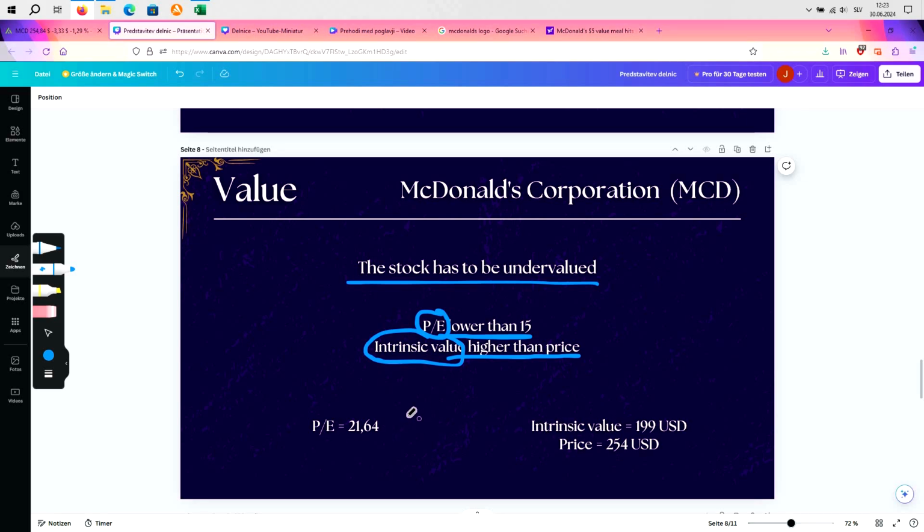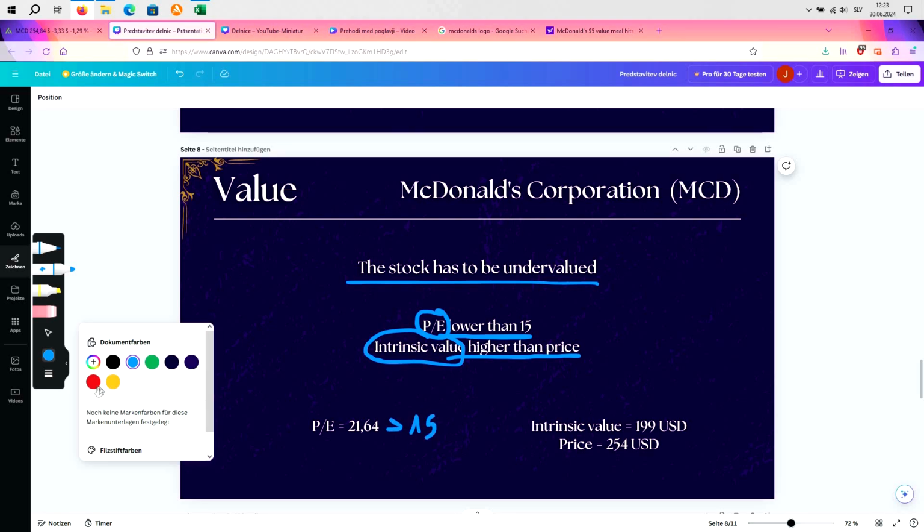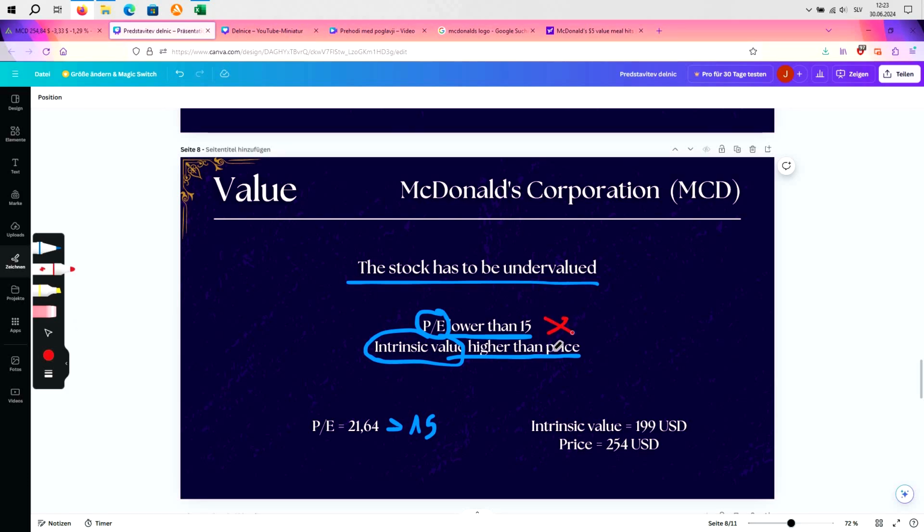It's that simple. Now, let's go to the P/E ratio. The P/E ratio of McDonald's is currently 21, which is slightly higher than 15, what we want to see. So in this case, we are going to mark this as an overvalued metric, okay?